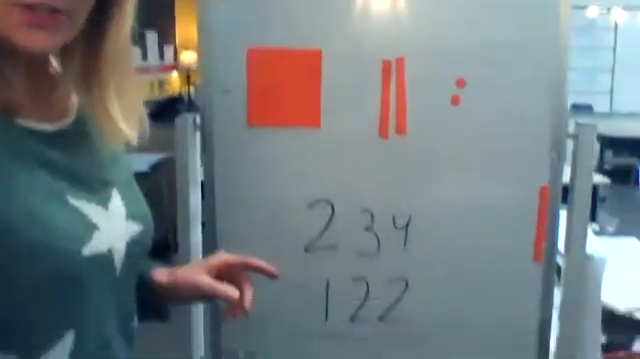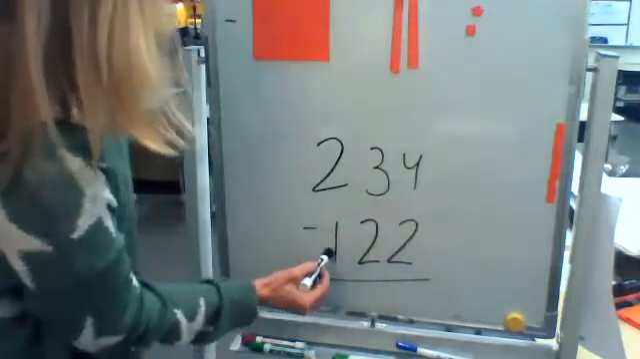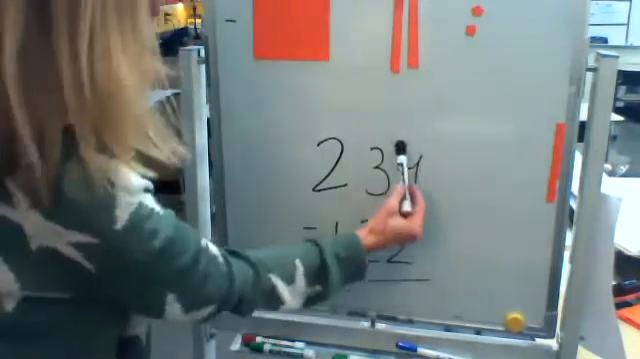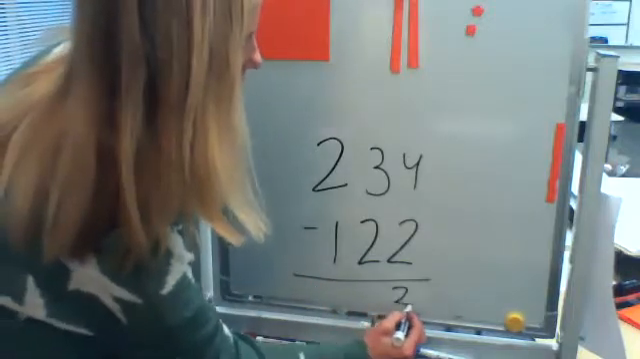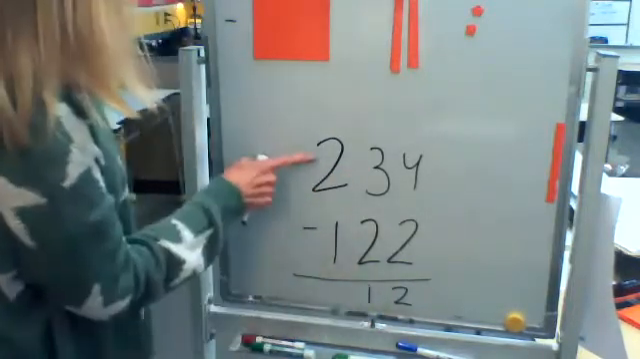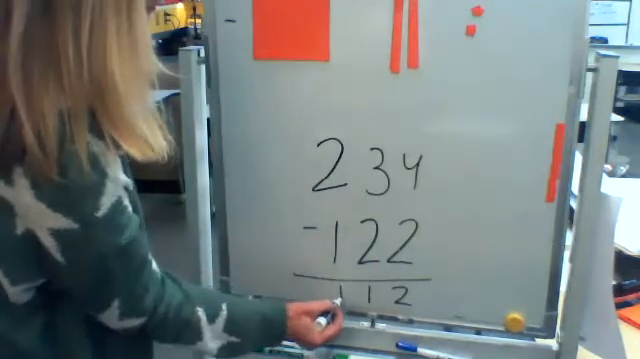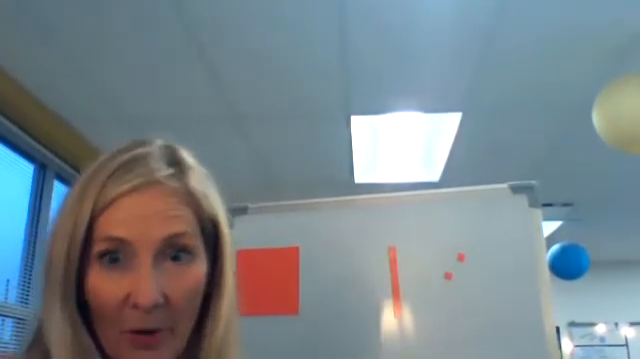Let's see what that looks like with just numbers. I stack them up. I have 234. Take away 122. I start with my ones column. 4 ones, take away 2 ones, leaves me with 2 ones. 3 tens, take away 2 tens, leaves me 1 ten. 200, take away 100, leaves me 100, and I have a 112, which is exactly what we have left when we took away from the original number.